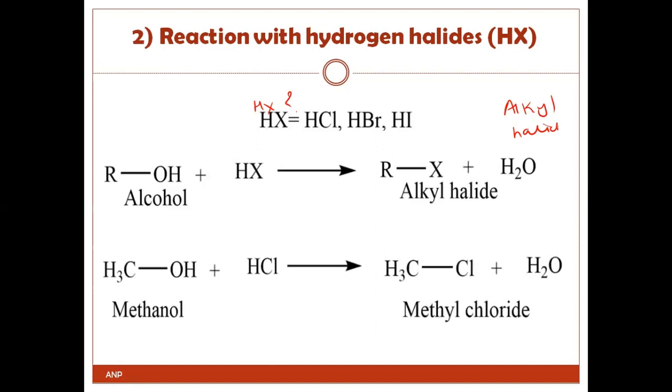So if you observe, HX means HCl, hydrochloric acid, HBr and HI. No catalyst is required in the case of HBr and HI, and HCl reacts in the presence of a catalyst, that is anhydrous zinc chloride.